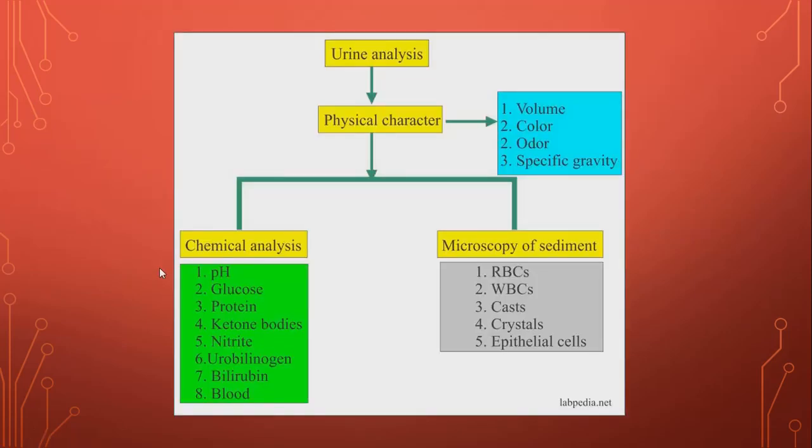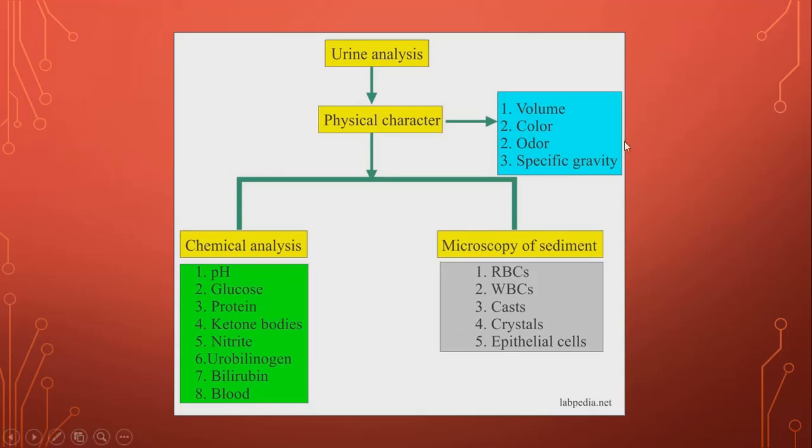We are going to divide the urine analysis into three categories: the physical examination of the urine, then the chemical examination or chemical analysis, and lastly the microscopic examination of urine or microscopy. In this practical today we are going to talk about physical examination along with the biochemical analysis, while the microscopy part we are going to discuss next week.